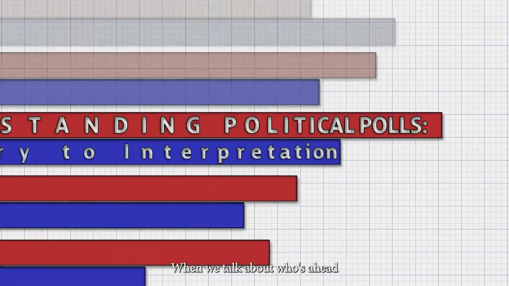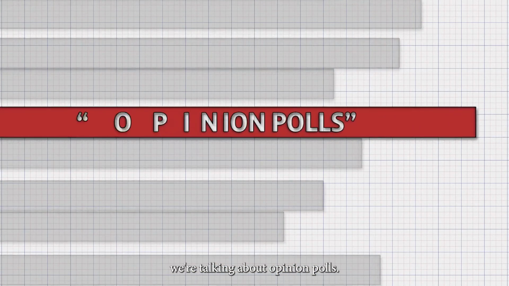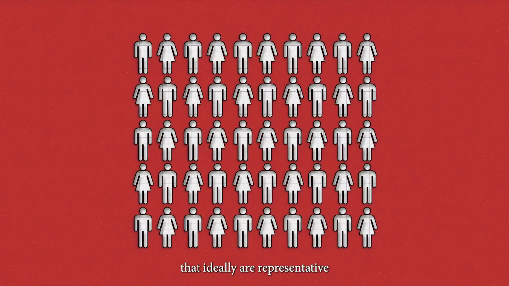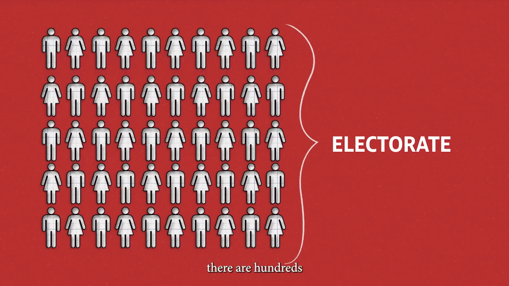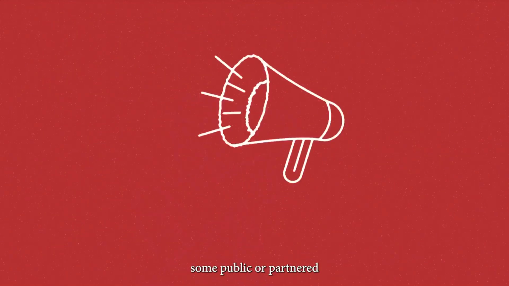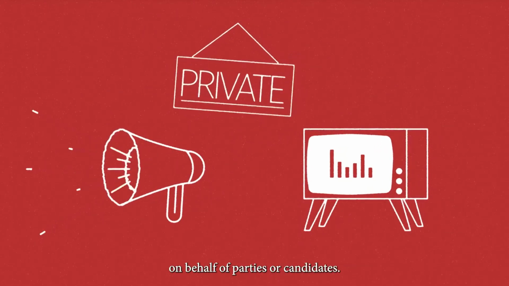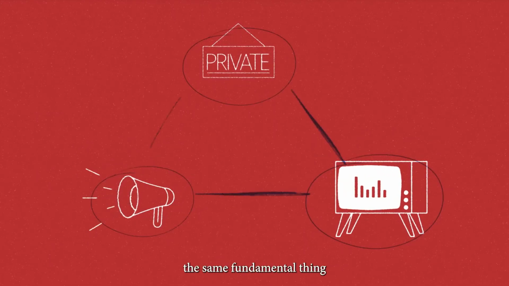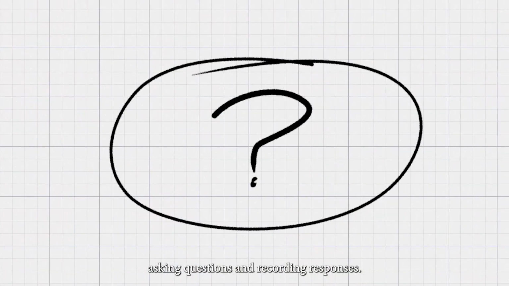When we talk about who's ahead or behind in a campaign, we're talking about opinion polls. These are professional surveys of select groups of people, groups that, ideally, are representative of the electorate as a whole. Today, there are hundreds of polling organizations, some public or partnered with media, others private on behalf of parties or candidates. Their methods differ, but they're all doing the same fundamental thing: forming a sample, asking questions, and recording responses.